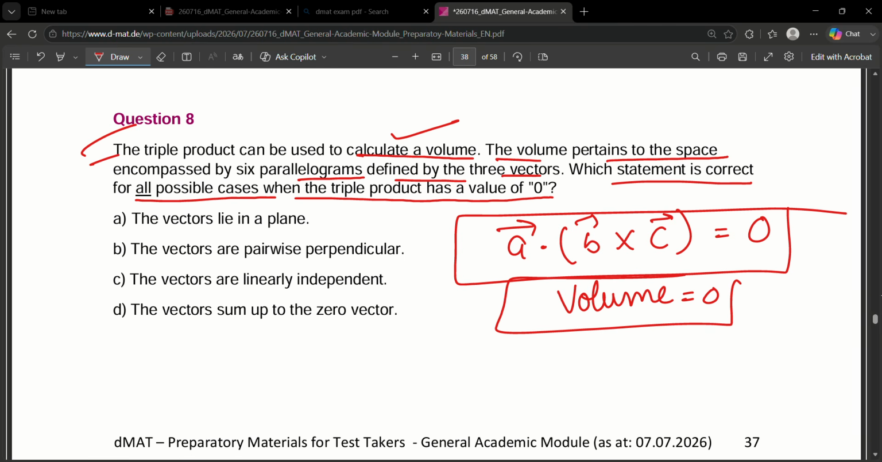Volume is 0 only when basically the vectors lie in... just a minute, give me a minute.